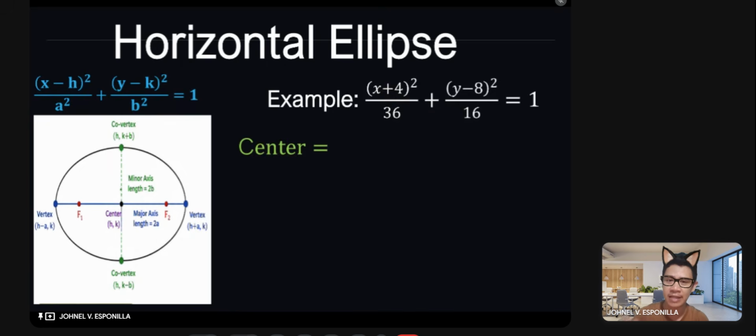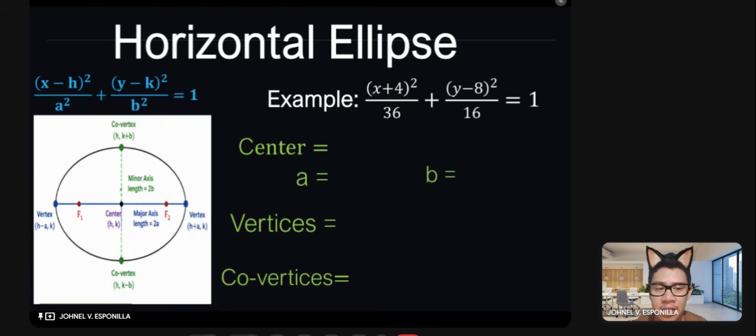So hanapin ulit natin itong mga parts na to. Okay, sa center, HK, ang kasama ni X ay si positive 4 at ang kabaliktaran ni positive 4 ay negative 4. Tapos si Y kasama niya si negative 8. Opposite of that is positive 8. And this is now the center of the horizontal ellipse.